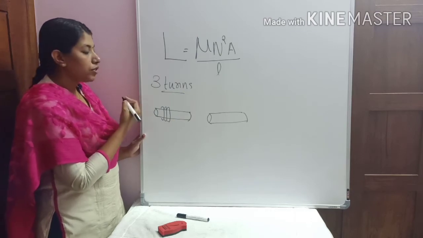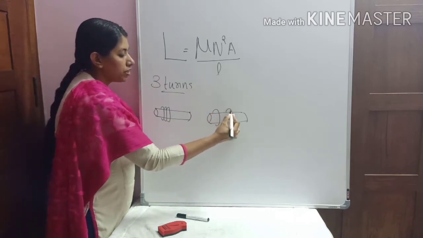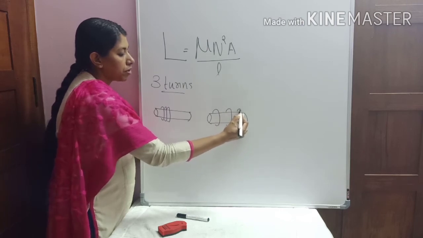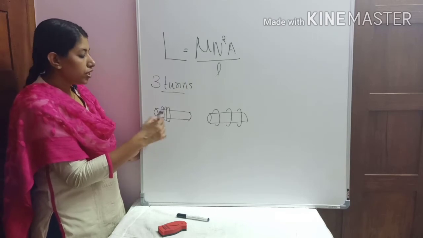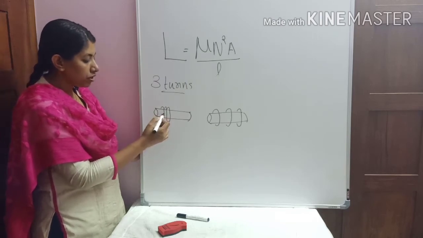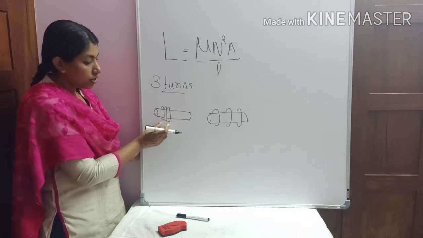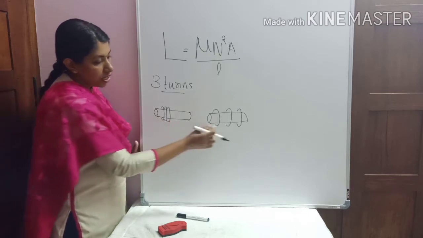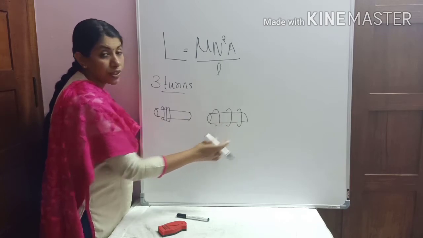But if the length of the wire is more, to make the 3 turns we have to make it at some distance apart, so that only it will make complete 3 windings. In this case the flux will be more concentrated, because the windings are very close to each other. Here the flux linkage will be less because there is some distance between the windings.